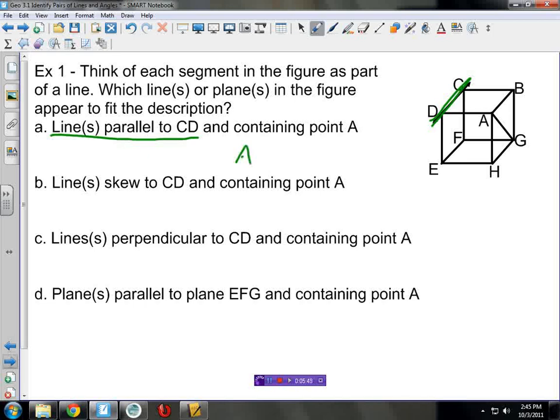So AB contains A, and it's parallel, because they're coplanar. How about B? Lines skew to CD and containing point A. Which ones are skew and containing point A? I heard AG, which is right. If we look at this one, are those two going to touch?